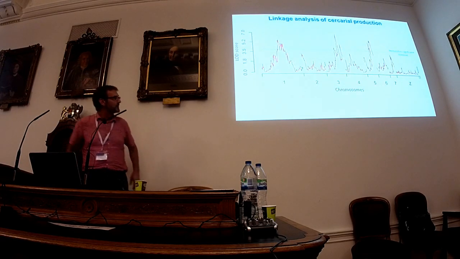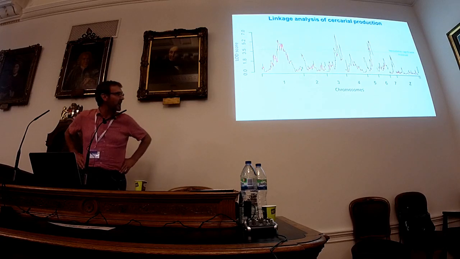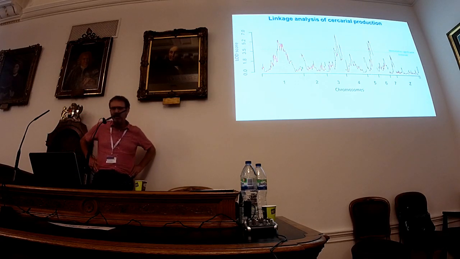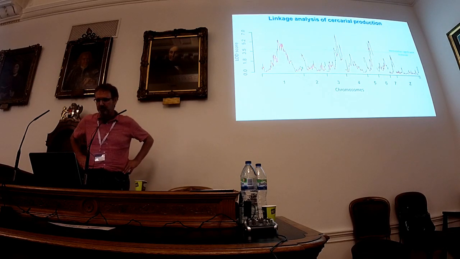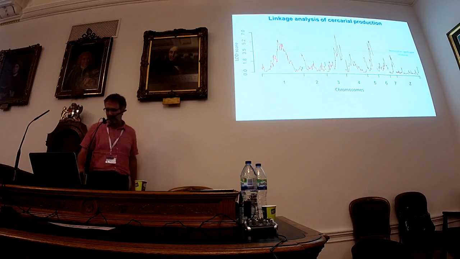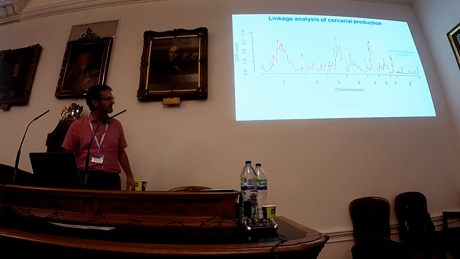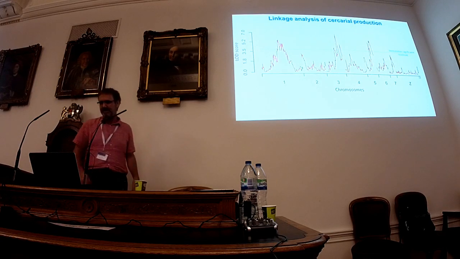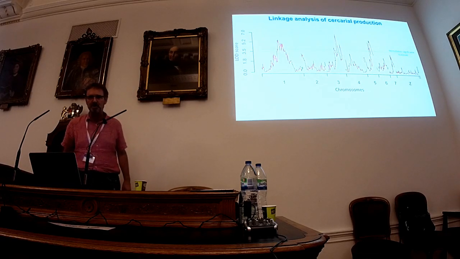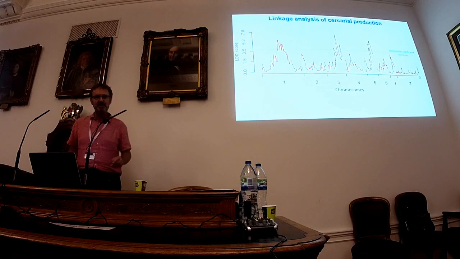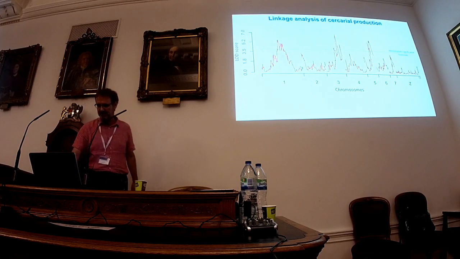So what do we see? So here, same kind of plot. We see 3 genome regions showing very strong linkage with cercarial number. Again, we see the middle of chromosome 1 appears to be involved. We see a big peak on chromosome 3, and we see, again, a big peak on chromosome 5. In all cases, highly, highly significant.